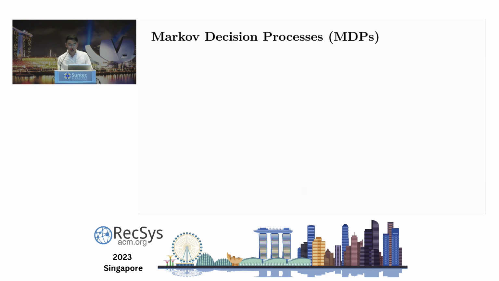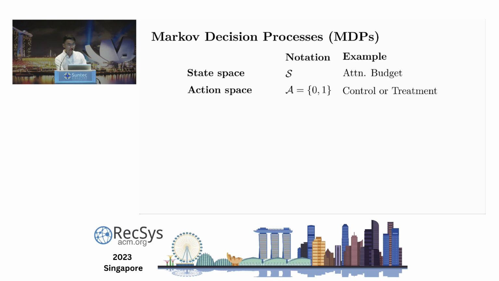So having said that, we can now start to formalize some of these ideas. We're going to be talking about everything in the language of Markov decision processes. For that, we need a state space denoted by S. And in the previous example, each state is the user's attention budget at each point in time. We need an action space. So the actions are either 0 or 1 for control or treatment. We've got a reward function, which just maps a state and an action to a scalar reward. And in this case, and in the previous example, we cared about the user's dwell time. That's our reward at each time step.